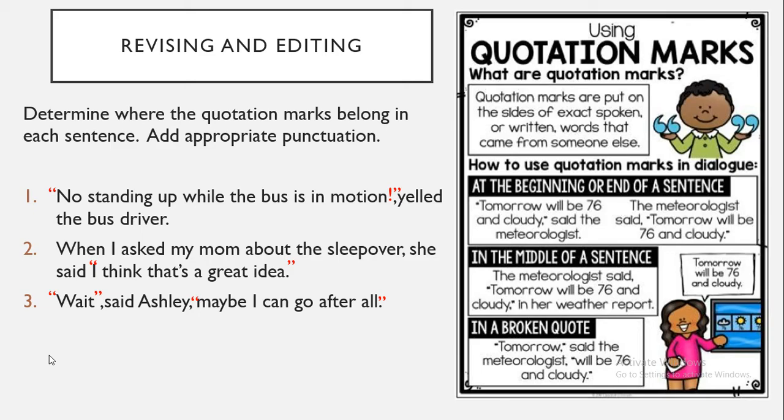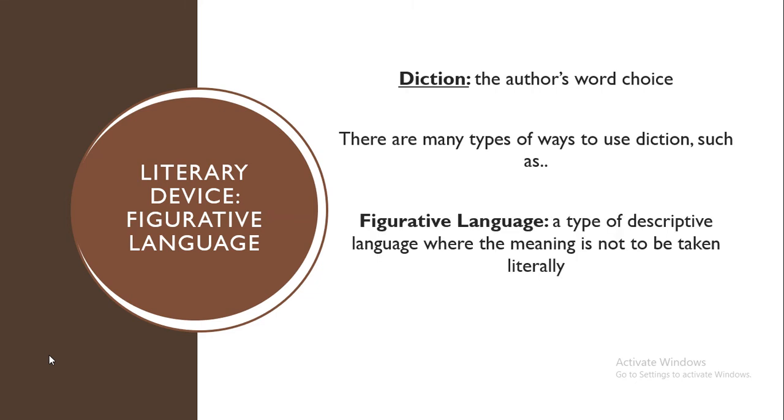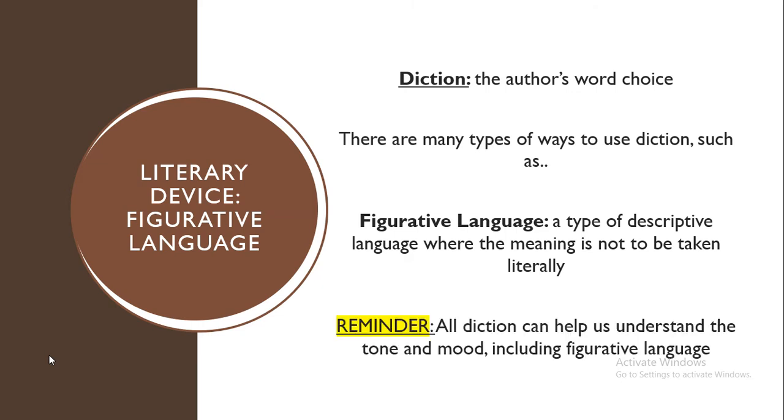Let's move on into our lesson for today. We're looking again at figurative language. And so just a reminder, diction is the author's word choice. There's many types of ways to use diction, such as figurative language, which is a type of descriptive language where the meaning is not to be taken literally. Remember that all diction can help us understand tone and mood, including figurative language.